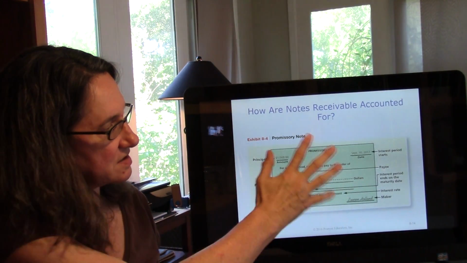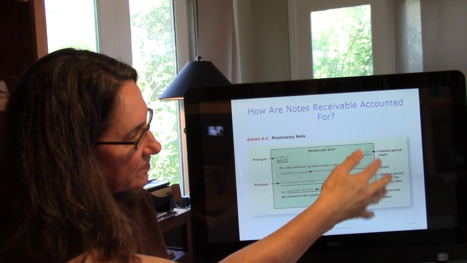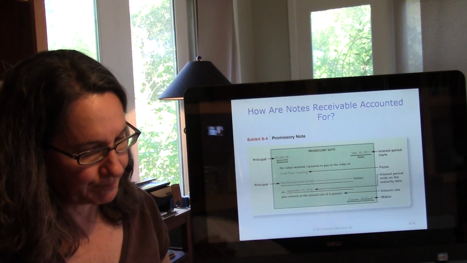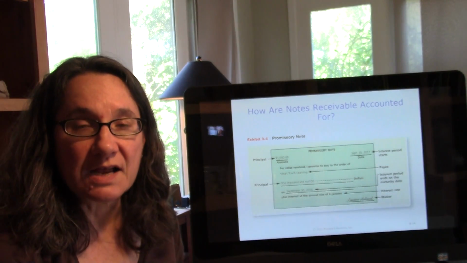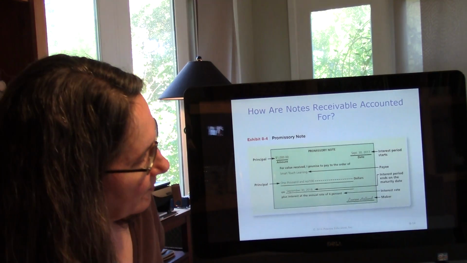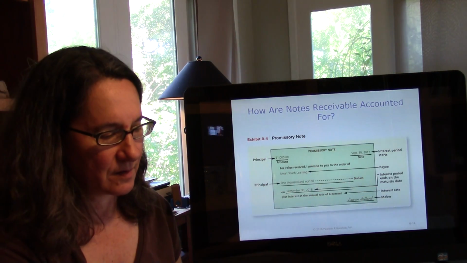So here you go. So this is a note. They promise to pay a certain amount plus interest, in this case $1,000 plus interest, over a certain period of time. So that's a promissory note, and it creates a note receivable. Alright, so that's it right there.